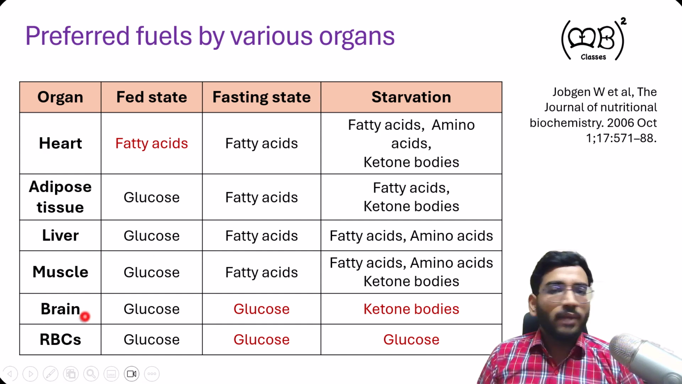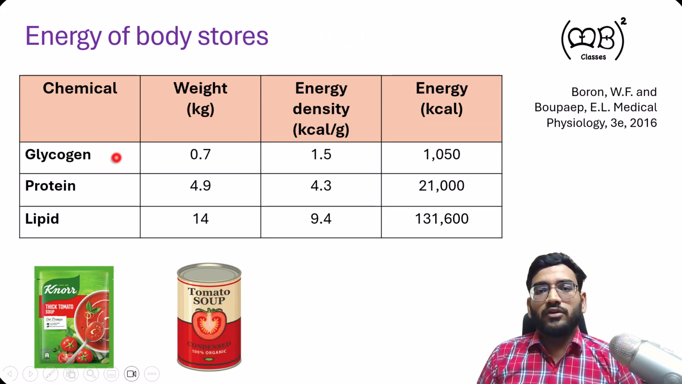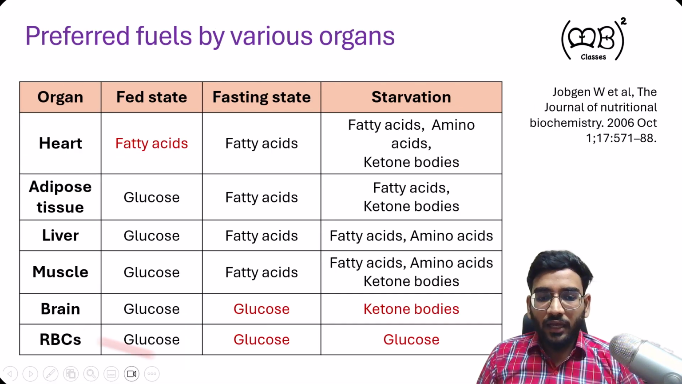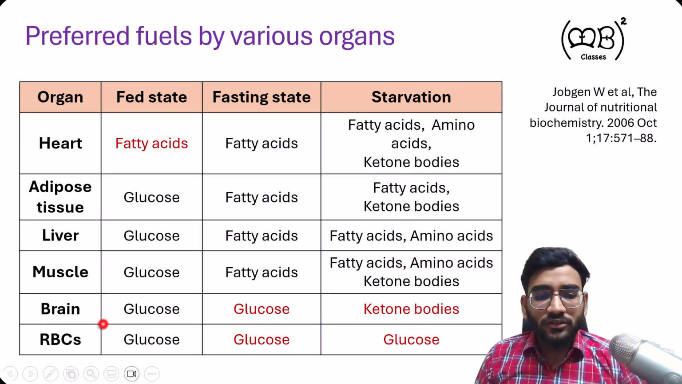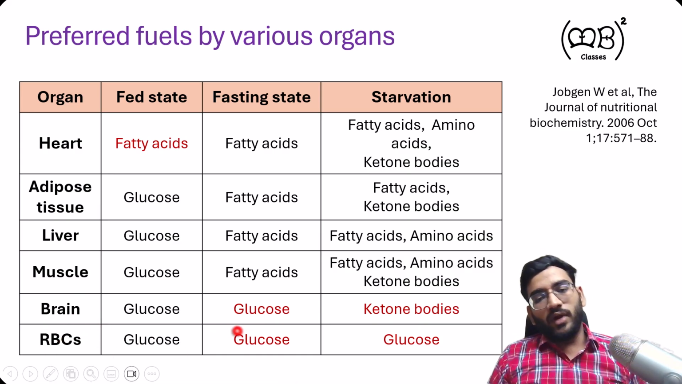The brain is a high maintenance organ, so even when there is low availability of glucose, the brain still uses glucose, and that is why the body was storing glycogen, because of the glucose dependent organ. Some organs use glucose throughout the day, and the brain also requires glucose.